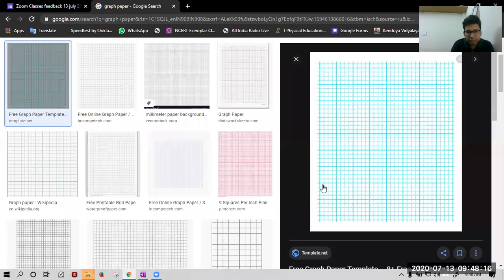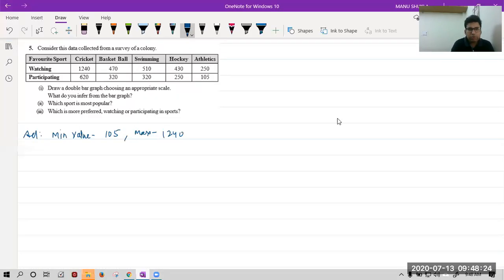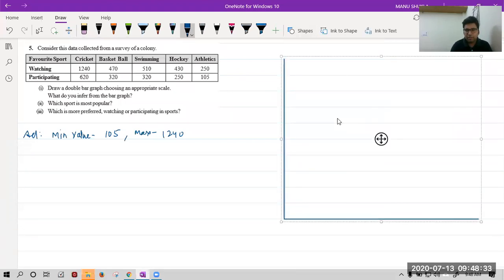Bunnypreet is saying, sir, if we take a scale of 200, then it will be a very small graph. Yes, beta. So you can purchase a graph and it will be easy for you to do it. Let's do it now. So first of all, I will make a graph first. Like this.